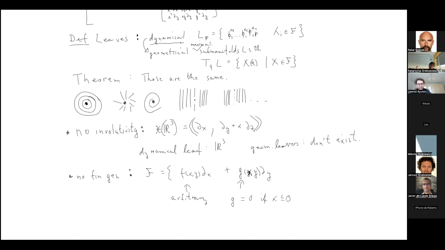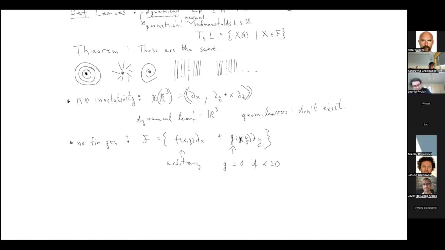So if I would want to do it as a picture, I would have horizontal lines allowed everywhere, but vertical lines would only appear on the right-hand side. So this is somehow the allowed directions to walk in when following flows. So one can check, this is indeed involutive. However, the geometric leaves and the dynamical leaves are not the same, because what we get is a dynamical leaf.